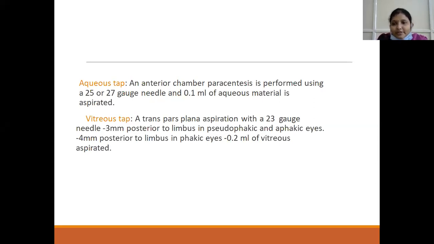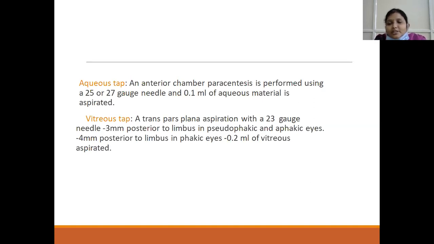Similarly, vitreous tap. How do we perform this vitreous tap? With a 23 gauge needle, a trans pars plana approach is used. What is the thickness of the pars plana? It is about 3 to 5 mm. So we must put the needle about 3 mm posterior to the limbus in pseudophakic and aphakic eyes, whereas in phakic eyes, we place the needle 4 mm posterior to the limbus in order to prevent damage to the zonules. After inserting the needle, we withdraw 0.2 ml of vitreous and send it for culture and sensitivity.